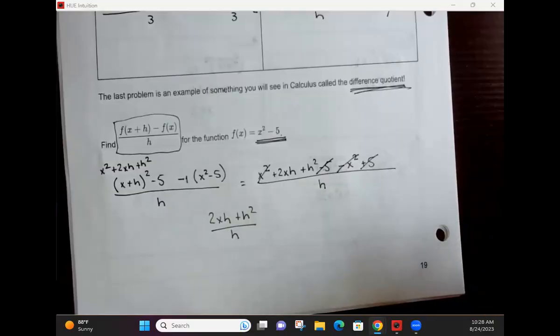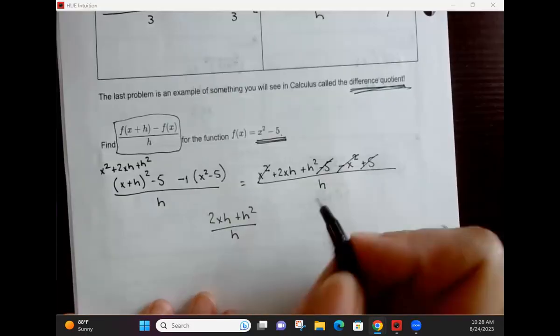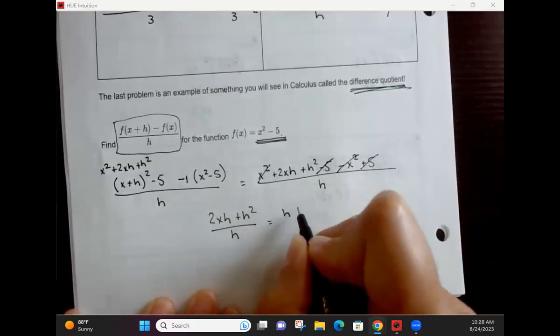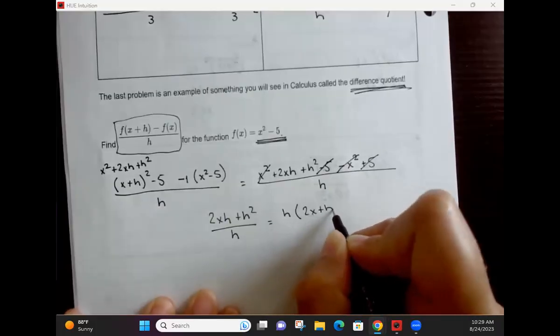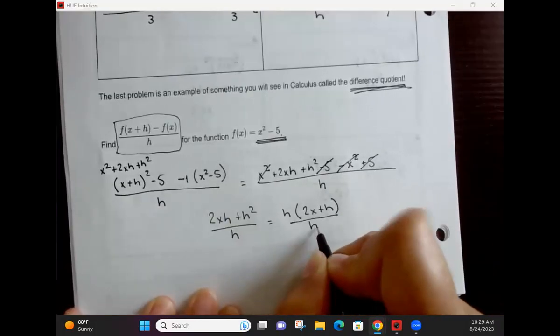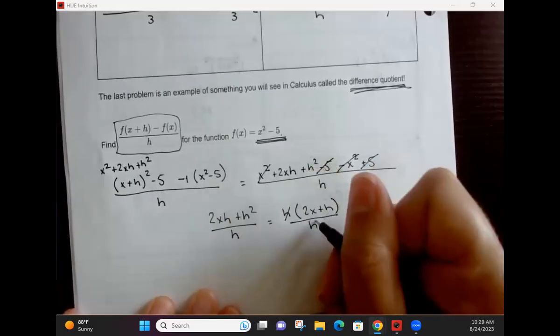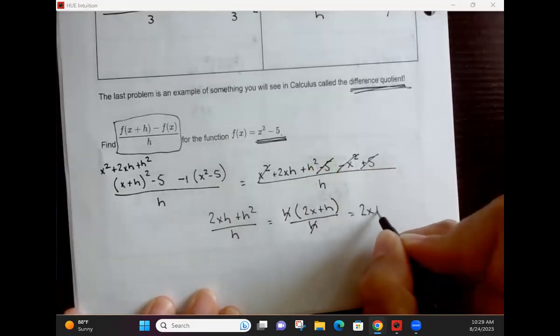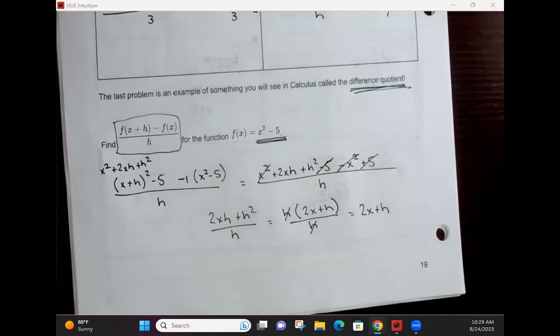Am I done? I can simplify some more, right? I've got an h I can factor out on the top. That would leave me with 2x plus h over h. We can reduce our h's, and we get 2x plus h. This is something, again, that is not a huge focus in Algebra 2, but it is something you're going to see probably at some point in pre-calc, definitely something you'll use in calculus.